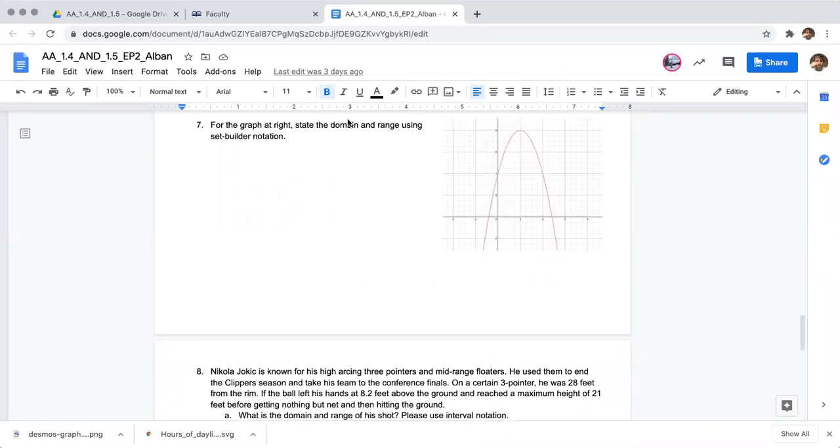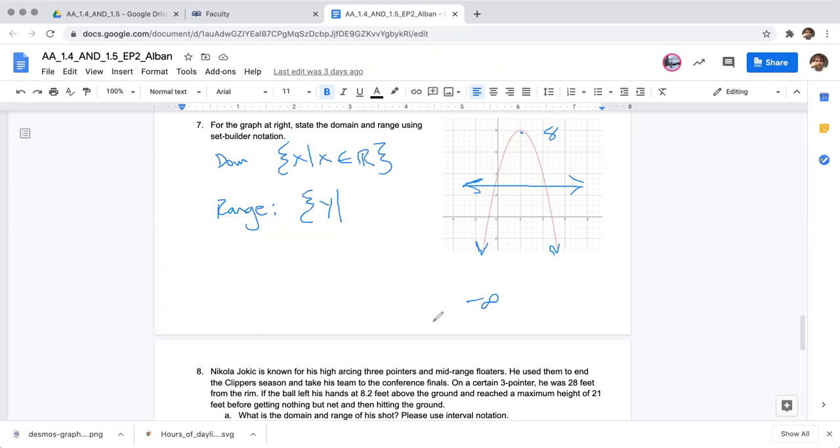Okay, scrolling down to number 7 for the graph, state the domain and range. Okay, so domain, again, if I assume this keeps going, it can go all the way left and all the way right. So the domain we're going to write as x such that x is an element of the real numbers, just means x is a real number. And the range we are going to write as y such that, so what's the smallest value of y? Well, negative infinity down here, and the highest value is 8. So we don't actually need to say that negative infinity is less than y. What? Negative infinity is less than everything. So why would we write that negative infinity is less than y? We just don't need to say that. So we can simply just say y is less than or equal to 8. Okay, it's less than or equal to that value. That's our range.